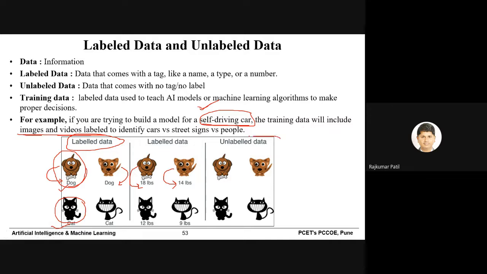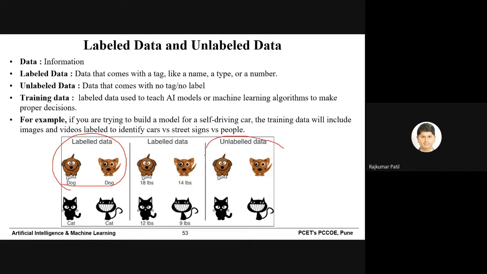And when we say unlabeled data, it means an image will be there, but its name will not be given. So this is basically the difference between labeled data and unlabeled data. And that data could be a number, an image, a video, an audio, anything. And each type of data can be classified as labeled as well as unlabeled.